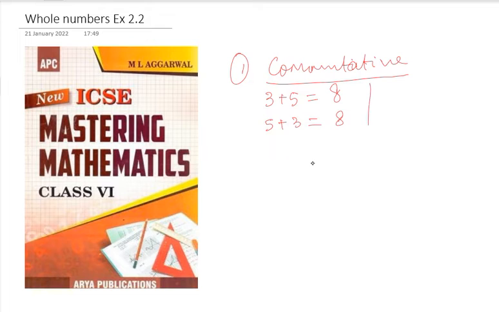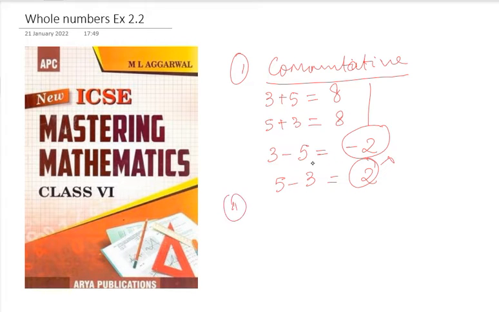The same thing is applicable for multiplication as well, but if I do the subtraction, I don't get the same answer. For example, 3 minus 5 is equal to minus 2, but 5 minus 3 is equal to 2. So the answer is not the same.